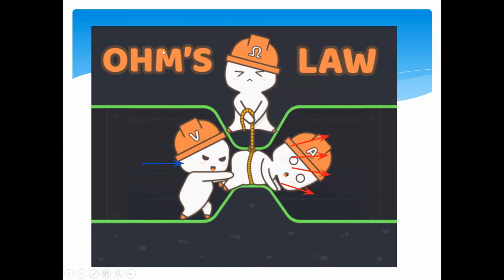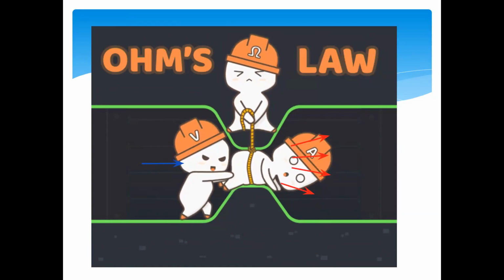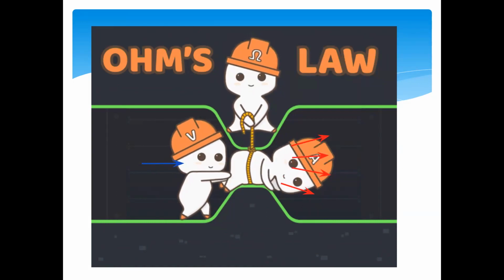So resistance tries to stop the charges from flowing. Voltage is trying to push the charges, like energy supplied to the charges. And how many charges are moving every second? That is known as electric current.